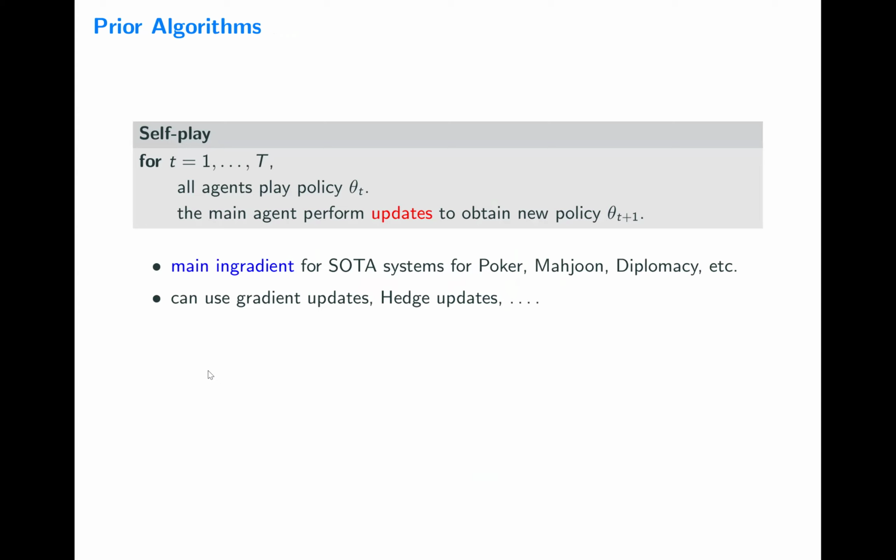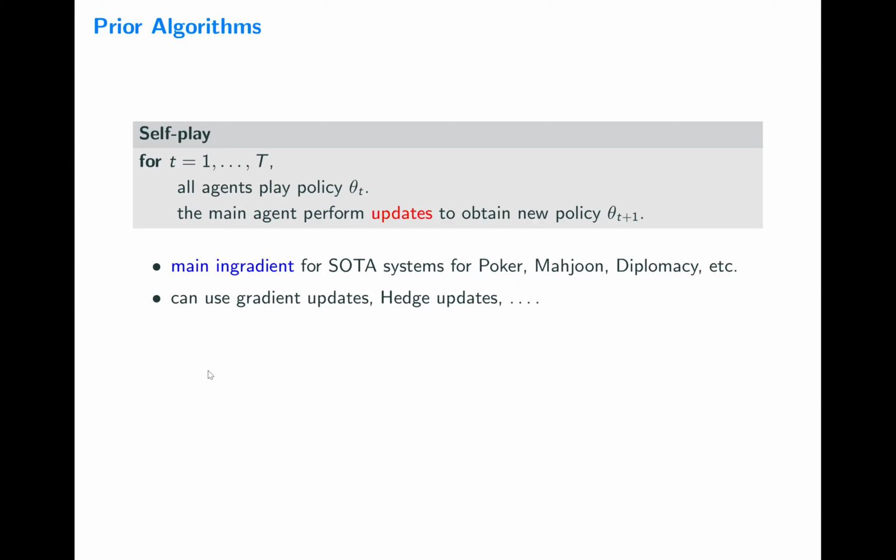The self-play algorithm is also very simple. Essentially, at every round T, you maintain a policy theta T, which is a distribution over all actions. All agents play theta T. Then they assign one agent to be the main agent, the learner. They make all agents play the same policy theta T, but the learner performs some update, which can be a gradient update or a hash algorithm, to update its policy to a new policy theta T plus 1. And you repeat this process. In the next round, all agents play theta T plus 1, and then you update your policy.